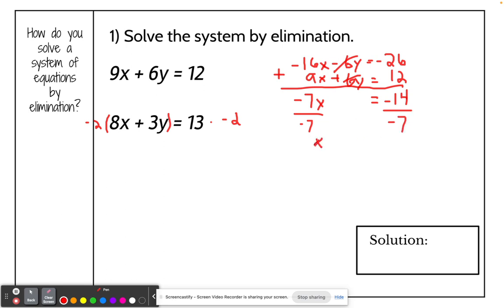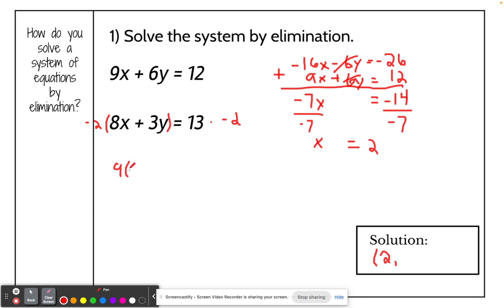So in my solution, I know x is going to be 2. So now I have to figure out what y is. I'm going to go back to either equation. I can do either. Since I've messed with this one before, I think I'll go to the top one. I always go to my original equation, so I wouldn't go to this -16x, -6y after I've multiplied this. I'd go back to one of these original equations.